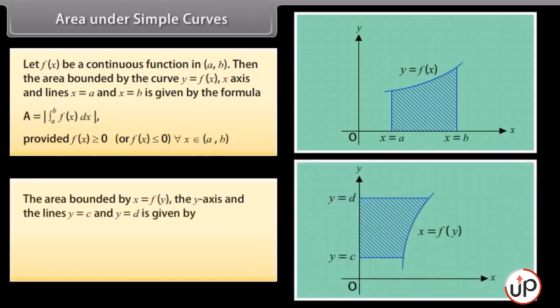The area bounded by x is equal to f of y, the y-axis and the lines y is equal to c and y equals d is given by A is equal to modulus of integral from c to d of f of y with respect to y, provided f of y is greater than 0 or f of y is less than 0 for each y belongs to [c, d].